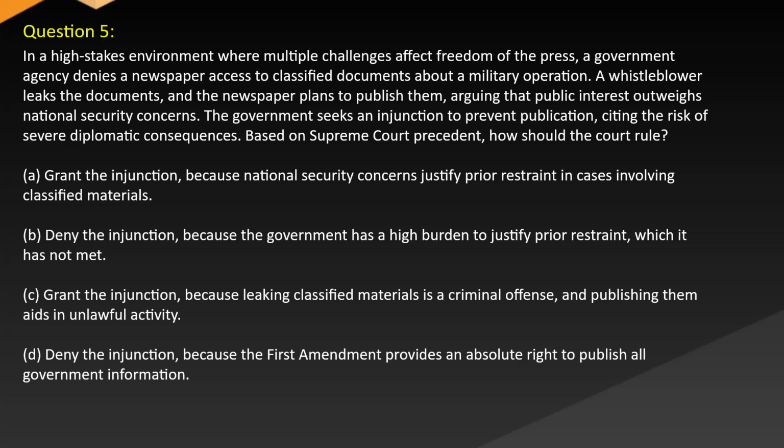A. Grant the injunction because national security concerns justify prior restraint in cases involving classified materials. B. Deny the injunction because the government has a high burden to justify prior restraint, which it has not met. C. Grant the injunction because leaking classified materials is a criminal offense and publishing them aids in unlawful activity. D. Deny the injunction because the First Amendment provides an absolute right to publish all government information.